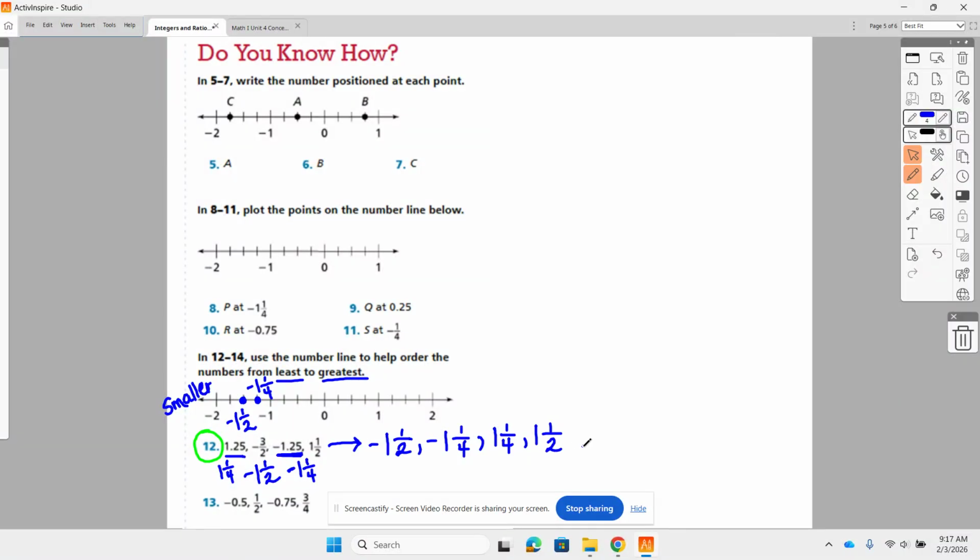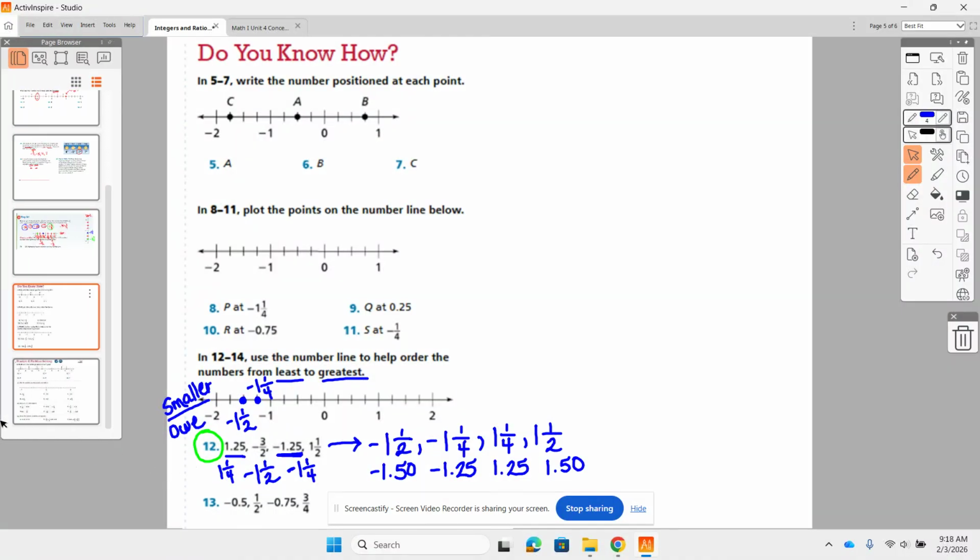Okay, you can also think about this in decimal form, and think about it like money. If I owe you $1.50, I owe you $1.50. If I owe you negative $1.25, that's a little bit better, right? And then 1 and 1/4 means I have $1.25, even better. And then 1 and 1/2 means I have $1.50. So think about going further into the negatives. It means like you're owing more money.